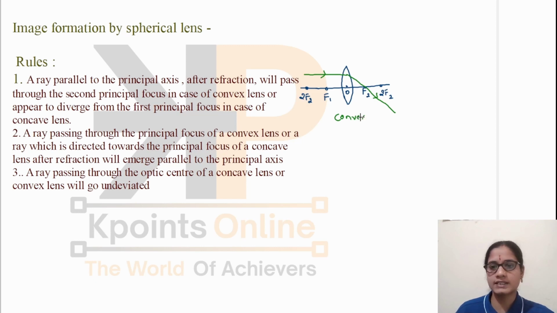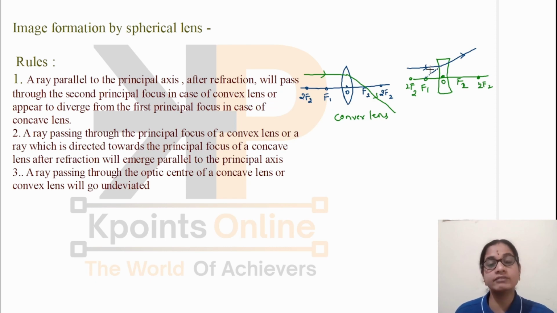This is a convex lens. And in the case of a concave lens, a ray which is parallel to the principal axis will diverge in a direction such that it is directed towards the first principal focus. After refraction through the lens, this ray, which is parallel to the principal axis, gets diverged, but it is directed towards the first principal focus in the case of a concave lens. You can see here, this diverged ray is directed towards the first principal focus. In this way, the parallel ray of light will get refracted in convex and concave lenses.